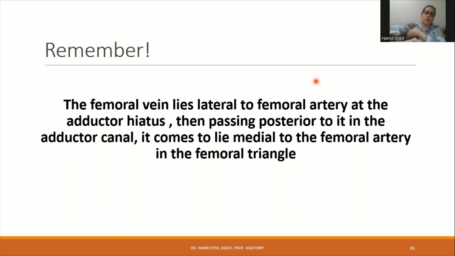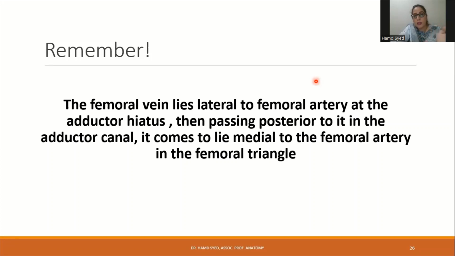Now, this is an important point to remember. The femoral vein lies lateral to the femoral artery at the adductor hiatus. So these are the relations. If you recall the previous topic, when we were discussing the femoral triangle, if you recall the relations of the femoral vein and artery over there, the femoral vein was lying on the medial aspect of the femoral artery. Now what happens is, as these vessels pass through the femoral triangle and then enter the adductor canal, the relation changes. The femoral vein now would be lateral to the femoral artery at the adductor hiatus.